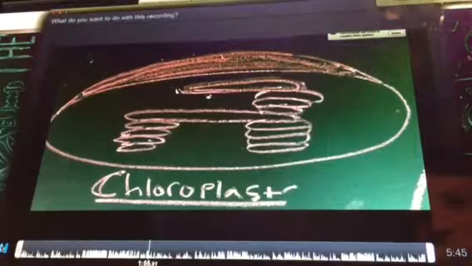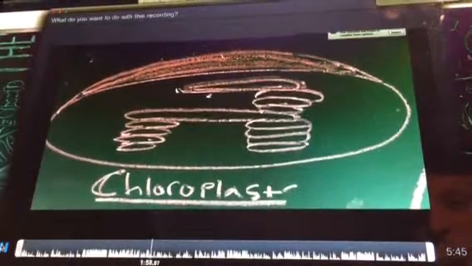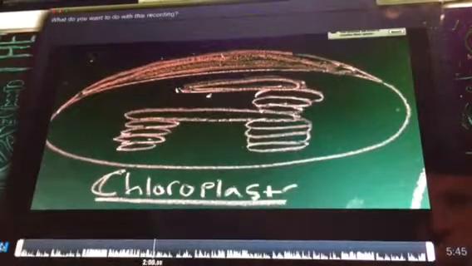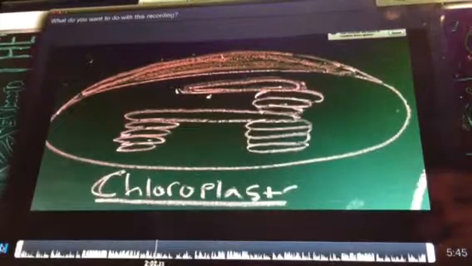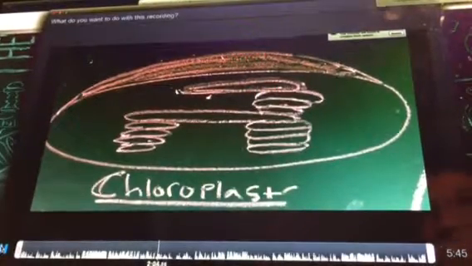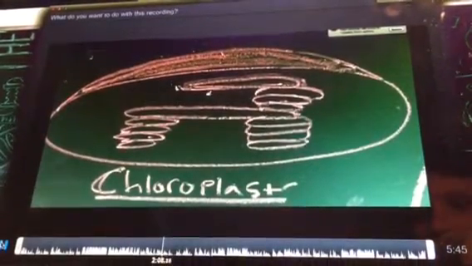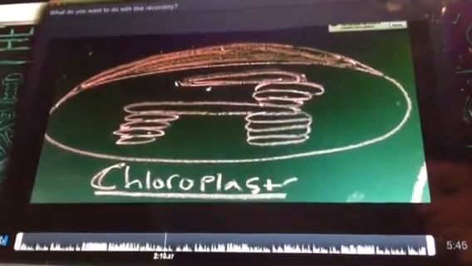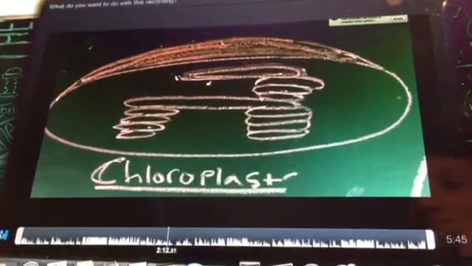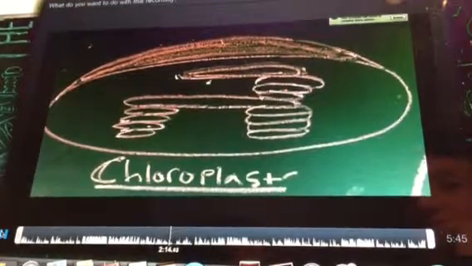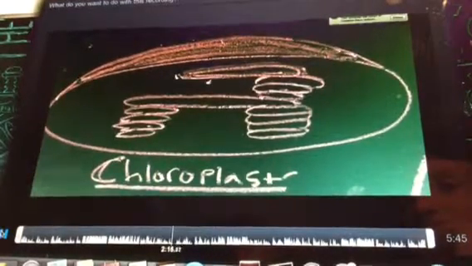They're only found in plant cells, and they convert sunlight into glucose, in which the equation is 6CO2 plus 6H2O plus light energy yields C6H12O6, aka glucose, plus 6O2, which is oxygen.